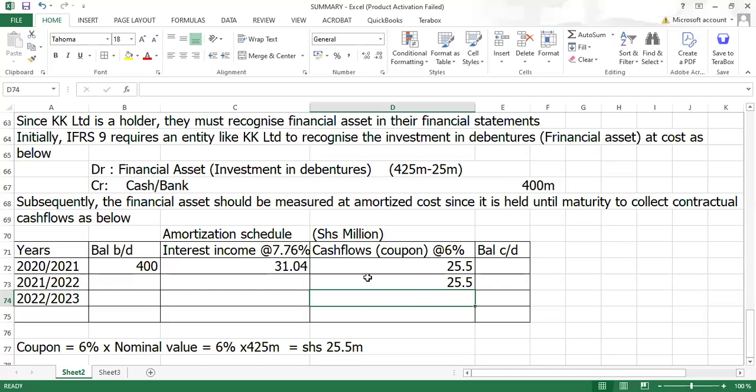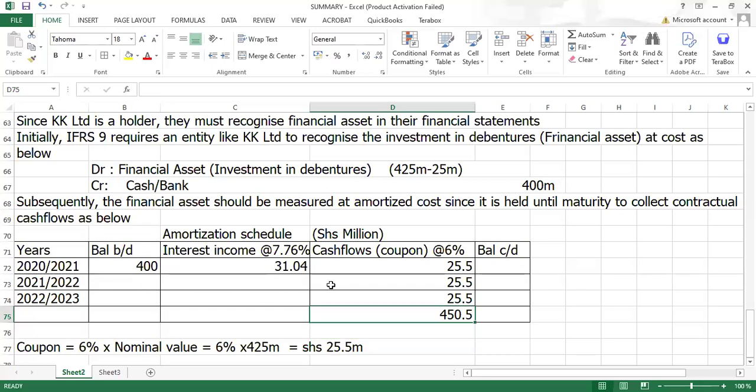But of course, at the maturity period, remember the contractual cash flow is the interest and the principal at maturity period. So when you're dealing with, let's say, 2023, 2024, what you put here, colleagues, is the principal amount plus the redemption value. So here you get the 25.5 plus the redemption value, which is 4.425. That's what you put. Okay? At the end.